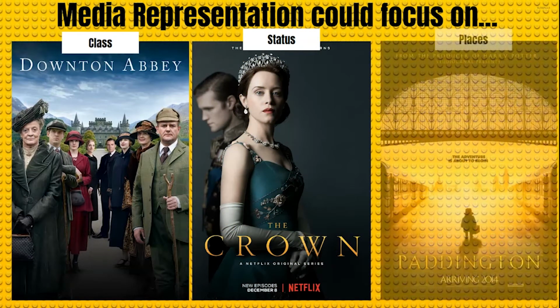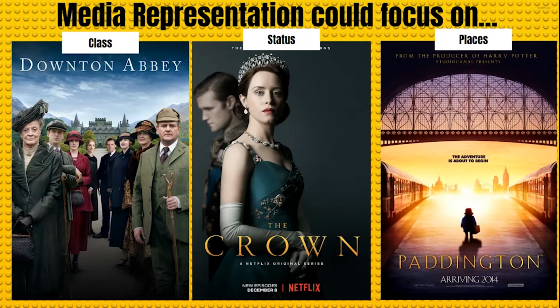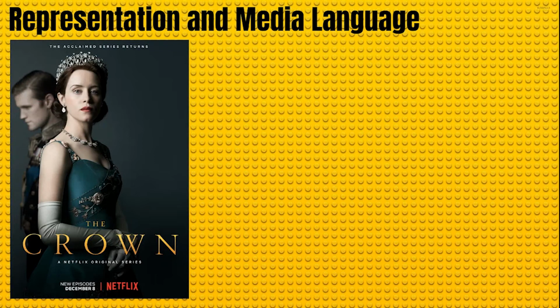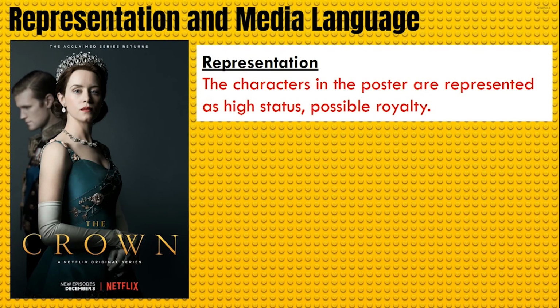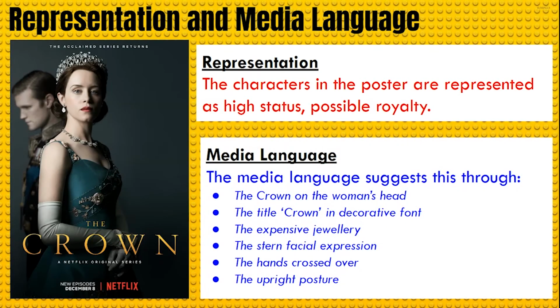As well as people, we could also discuss the way that places have been represented. So we could consider how London, America or Russia is represented to us, or the way that urban and rural places have been conveyed. Now, media language and representation go hand in hand because it is the media language that communicates the representation. So, for example, in this poster, we could say that the characters are represented as high status, possibly even royalty. Then we could find evidence from the media language to explain how this is suggested to us.